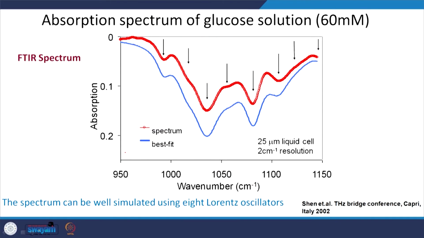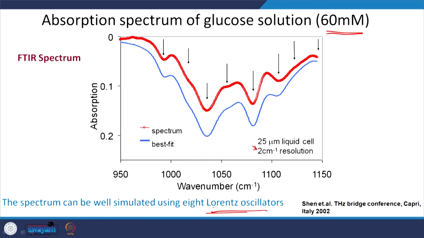glucose concentration. So, here I show you the absorption spectrum of glucose, say for 60 millimolar concentration, and for the FTIR spectrum you can see that here, at 2 centimeter inverse resolution, you can have this kind of curve. So, it shows you the glucose concentration. Now, if you change the glucose concentration, this will start changing the absorption. This spectrum can be simulated also if you use Lorentz oscillators.